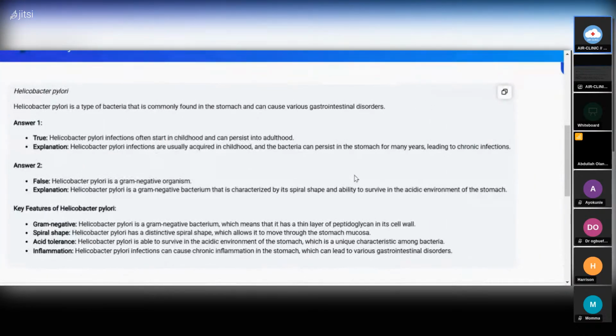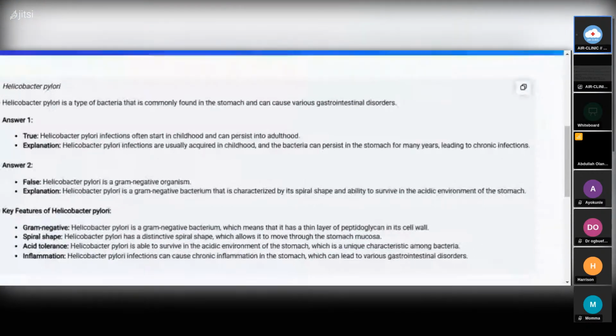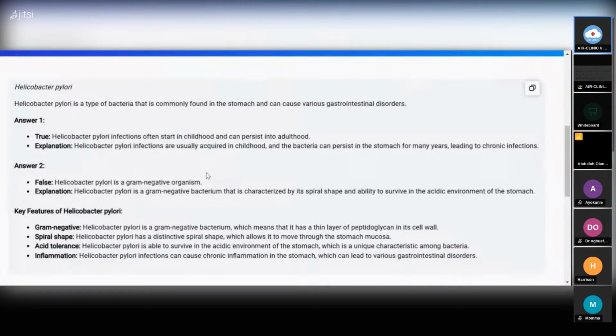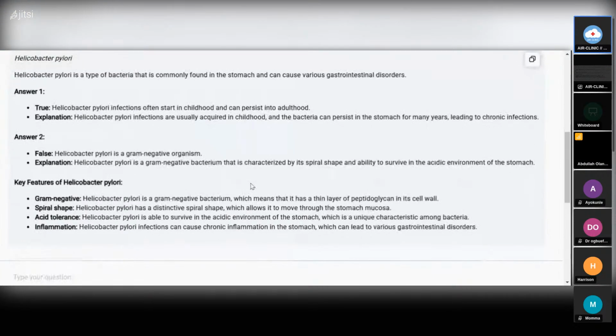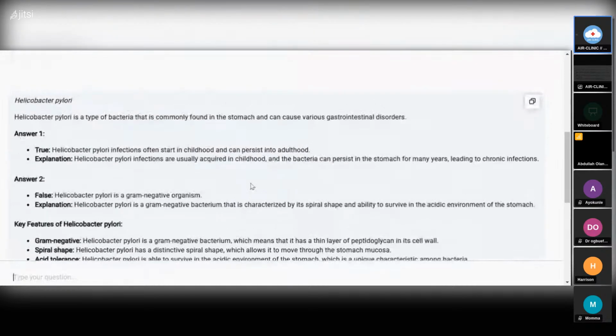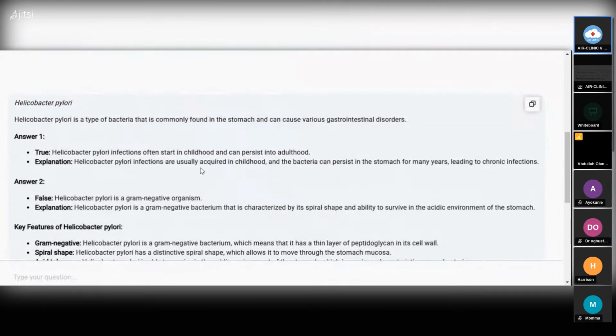So H. pylori, like we know, is the major culprit for peptic ulcer disease. It's spiral shaped, gram negative. It lives in the stomach. It survives in an acidic environment, that's why it can survive the acid in the stomach and doesn't die. It's very difficult to treat. They are usually acquired in childhood, and the bacteria can persist in the stomach for many years, leading to chronic infections into adulthood.